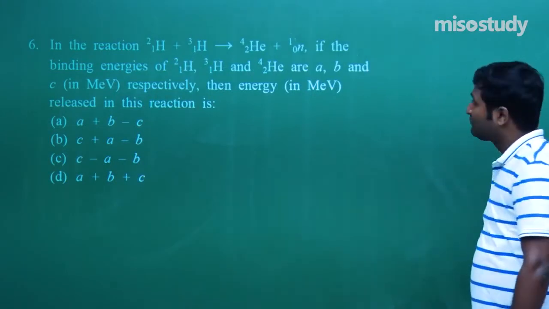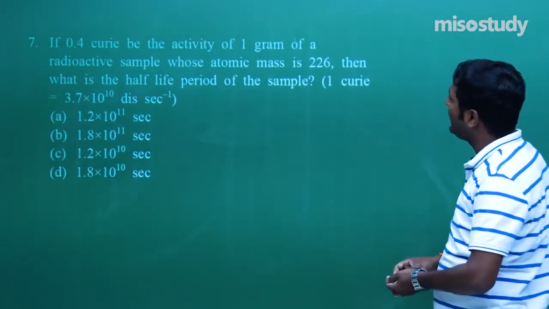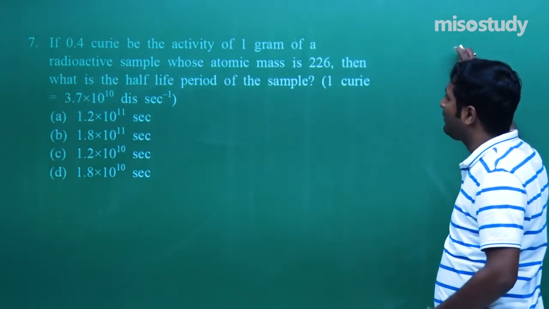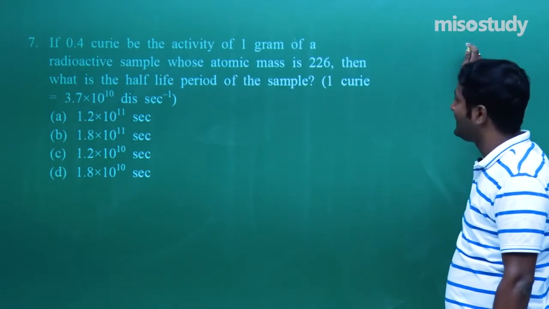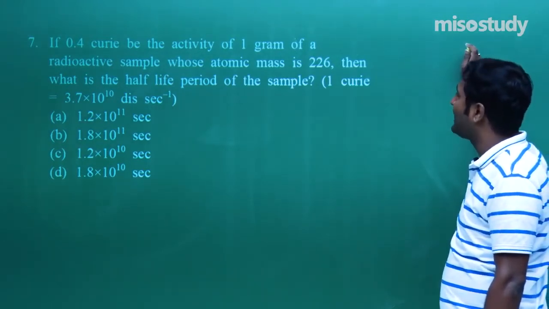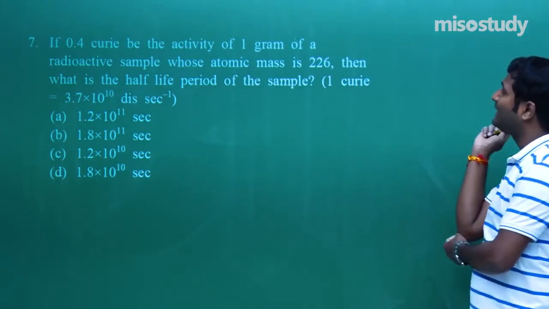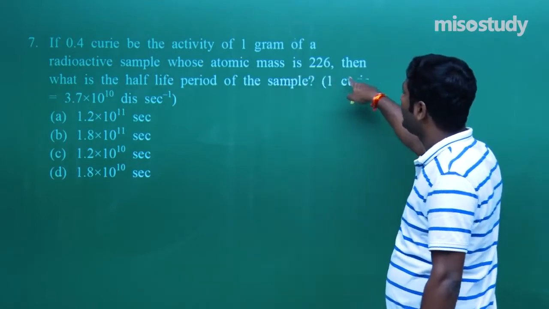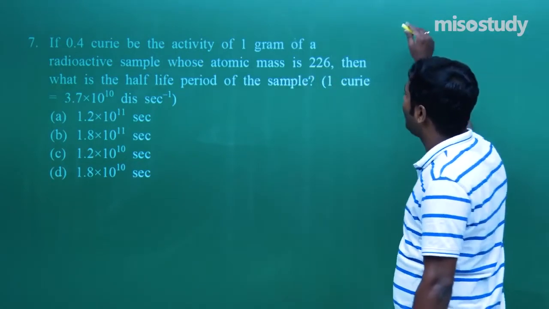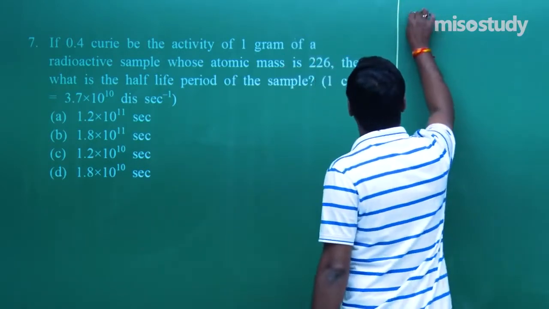Now, let's move to question number 7. If 0.4 curie is the activity of 1 gram of a radioactive sample whose atomic mass is 226, then what is the half-life period of the sample? What is given here? The activity is that of 1 gram of the sample.